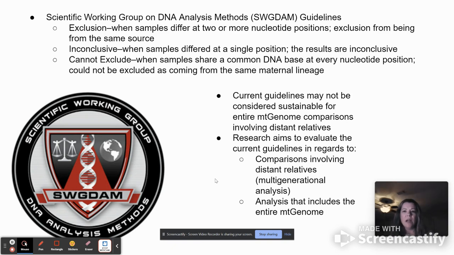Current guidelines may not be considered sustainable for entire mitochondrial genome comparisons involving distant relatives. Research aims to evaluate the current guidelines in regards to comparisons involving distant relatives, multi-generational analysis, and analysis that includes the entire mitochondrial genome.